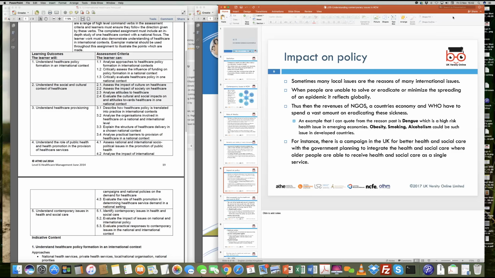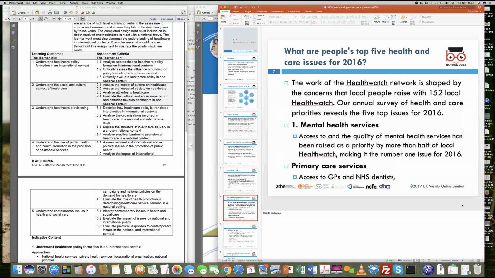So sometimes when you look at provision of healthcare and creation of healthcare policy, you have to look at including diseases or symptoms or problems which are not generally applicable to your country, but because they can be exported from other countries over a point in time, you have to have provisions for them to be taken care of or provide solutions or support.